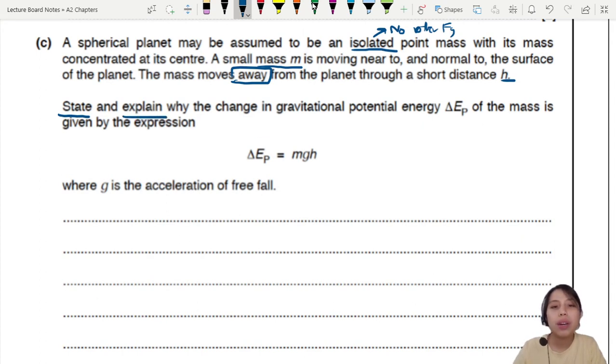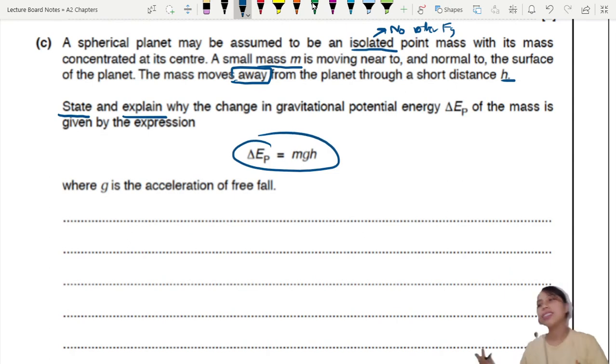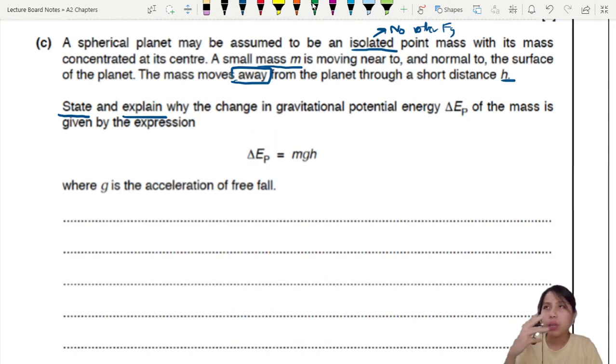So we need to say why is GPE mgh. This is what we use a lot in AS, right? mgh. But now we need to explain. The equation we see is so complicated. How come it can become mgh? We need to prove.